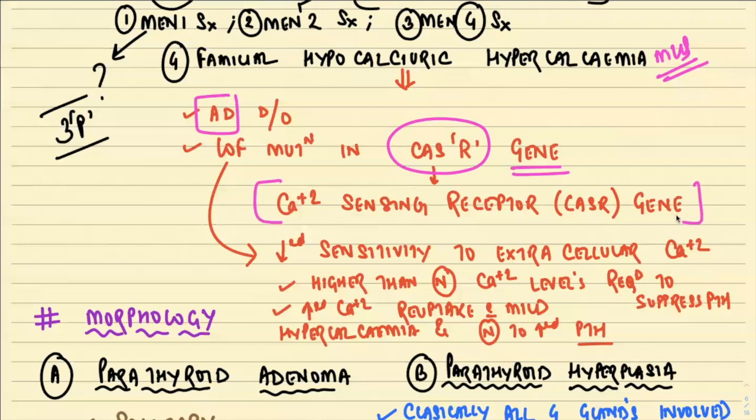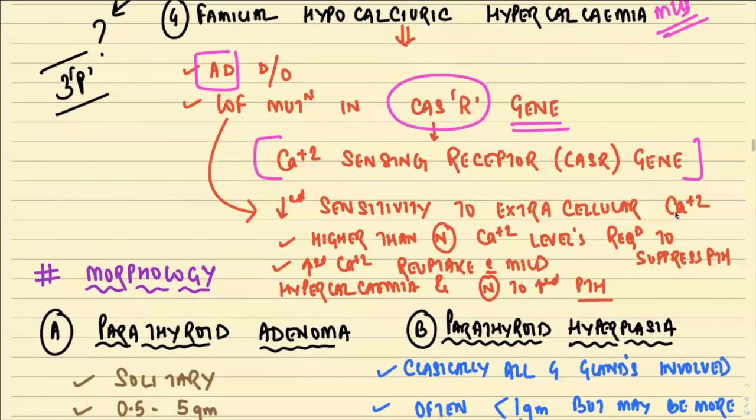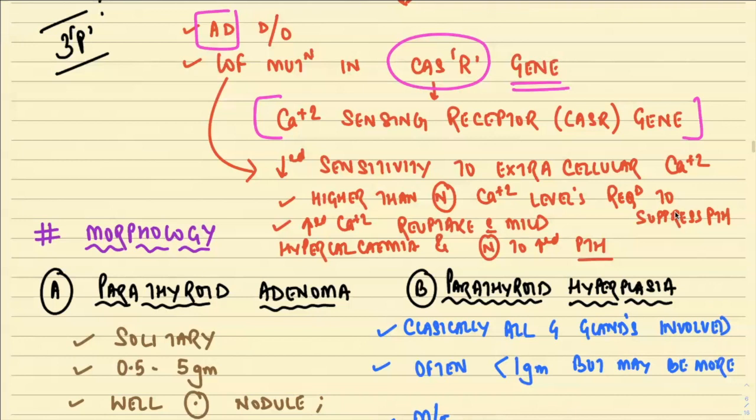Normally they are sensing the calcium levels. So loss of function of this CaSR gene is going to lead to decreased sensitivity to extracellular calcium. That means higher than normal calcium levels are required to suppress the parathormone levels. So there is increased calcium reuptake in the kidneys and decreased calcium excretion by the kidneys, leading to mild hypercalcemia and normal to increased parathormone.